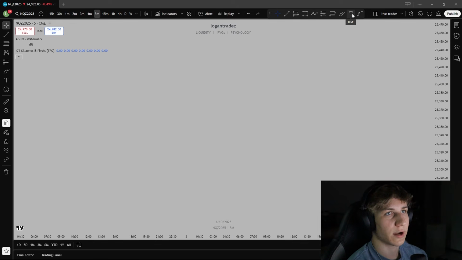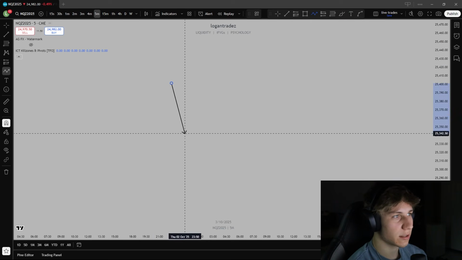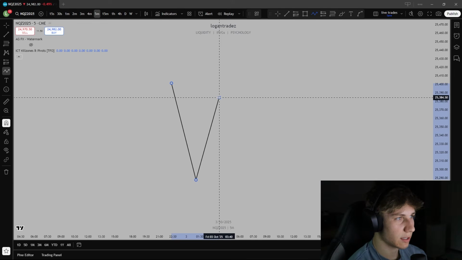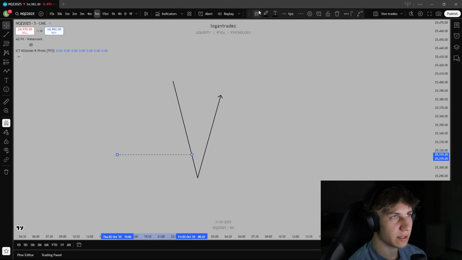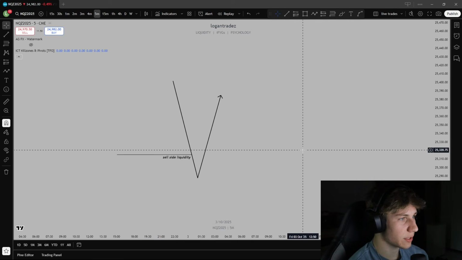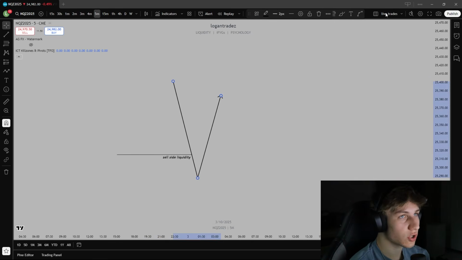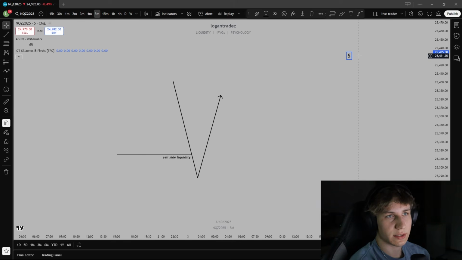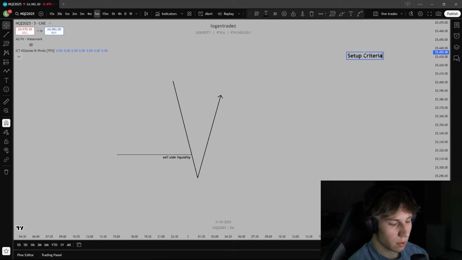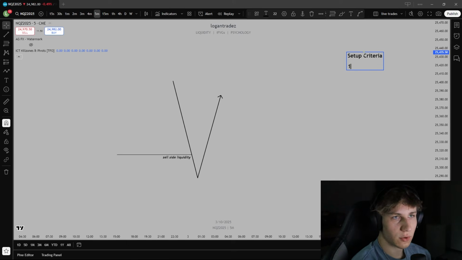What do you need for a setup? Now, the first thing you're going to need for a setup is a liquidity sweep, right? So let's say we take out some liquidity here. The first thing you're going to need is a liquidity sweep. So let's go ahead and put this here. Setup criteria. The first thing you're going to need is number one, a liquidity sweep.